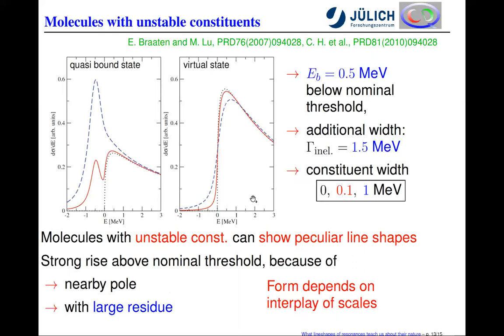However, as soon as the constituents get a width, in this case, the red line refers to one constituent having a width of 0.1 MeV, and the blue lines refer to a width of 1 MeV. You get leakage of strength of the amplitude to below threshold. And as that leakage starts overlapping eventually with the pole, which is located here at 0.5, a peak emerges if the pole is on the physical sheet with respect to the constituents. And there is no strength below threshold if it's on the unphysical sheet, if the state is basically a quasi-virtual state.